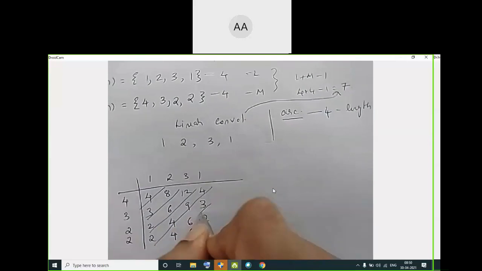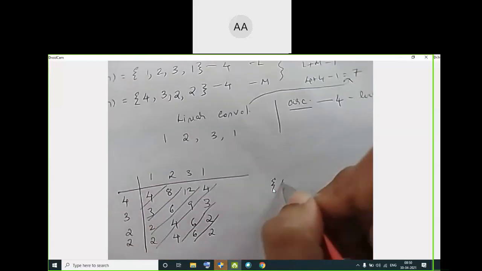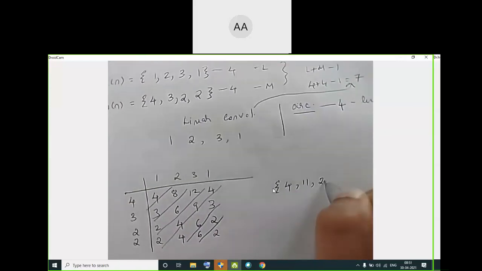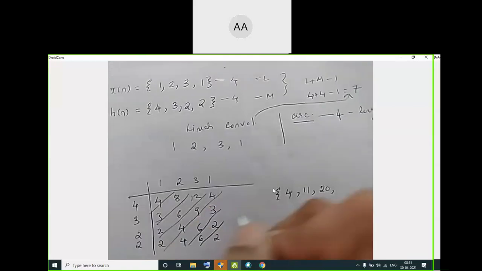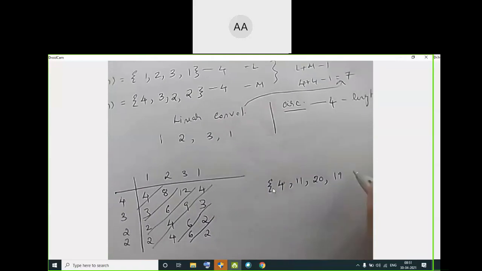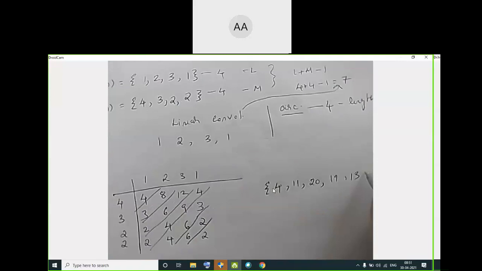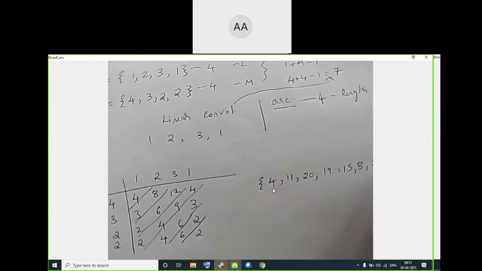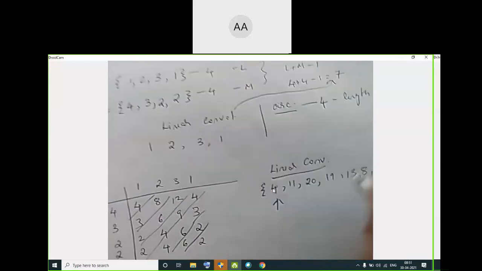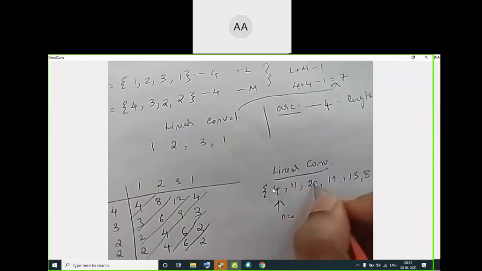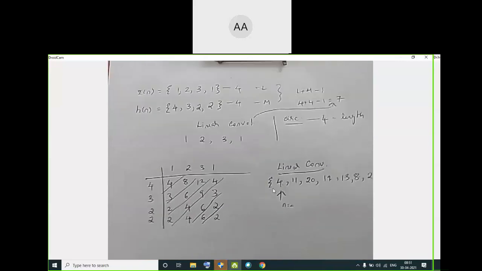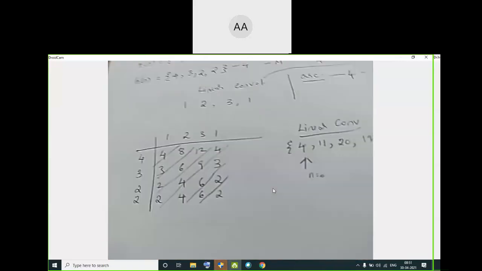These values are going to add. So what will you get? 4, 8 plus 3, 11, 8, 12 plus 8, 20. 6 plus 9, 15 plus 4, 19. Then 10, 13, 6 plus 2, 8, and 2. See the values. This is your linear convolution. Linear convolution, you get n equal to 0, 1, 2, 3, 4, 5, 6, 7 values are there. All of you know this, right? This is your linear convolution.